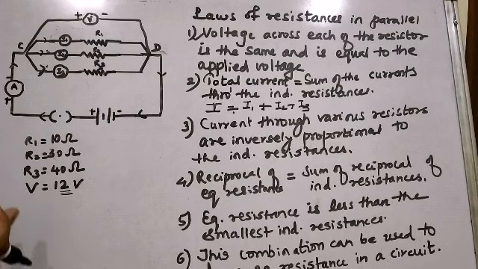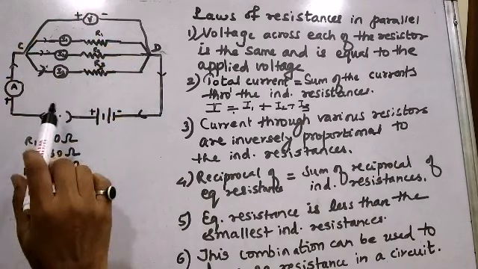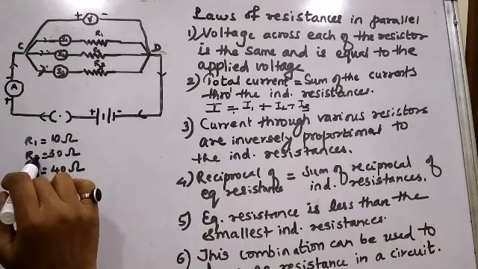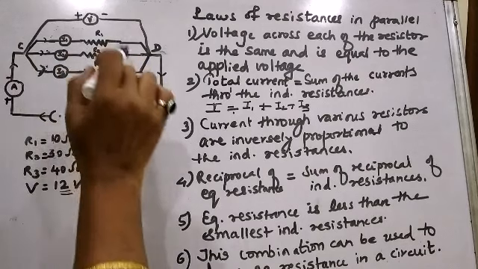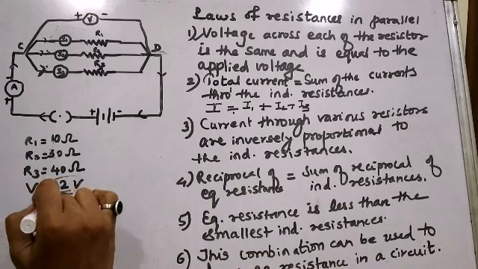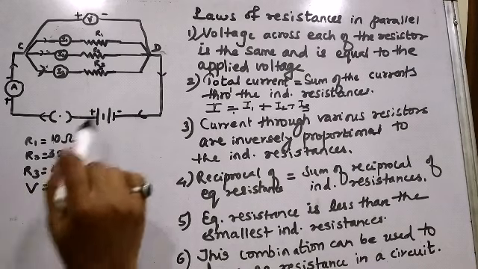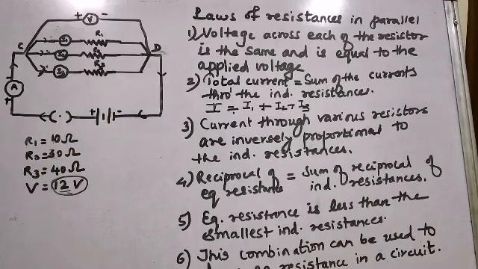So let's take an example here. Suppose there are three resistors connected in parallel between two common points C and D. Resistance R1 is 10 ohms, resistance R2 is 30 ohms and resistance R3 is 40 ohms, and the common potential difference across each of the resistors is 12 volts. So this is the applied voltage, 12 volts. So the voltage across each of the resistors is the same and is equal to the applied voltage.